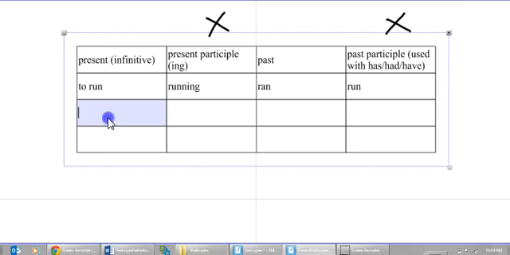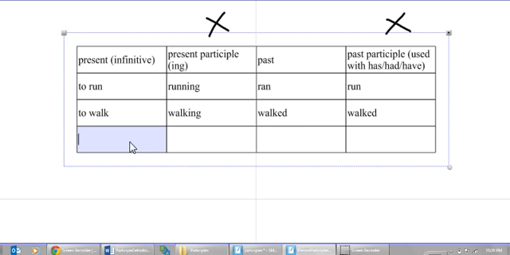Let's try another one. Let's try walk. The infinitive or the present is to walk. The present participle is walking. We add the ing. The regular past is walked. And the past participle, you add has, have, or had, and you have I have walked. So in this case, these two are the same, but in this case, they weren't. So don't always assume that it's the same. It changes. Let's do one more.